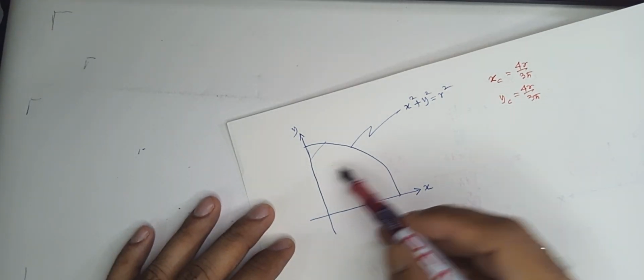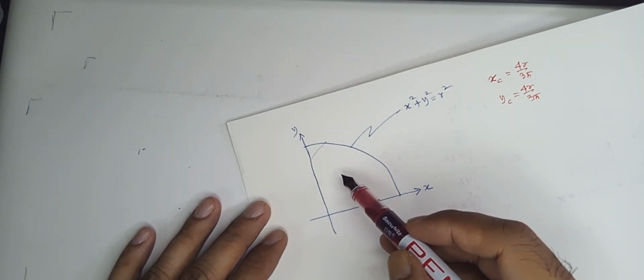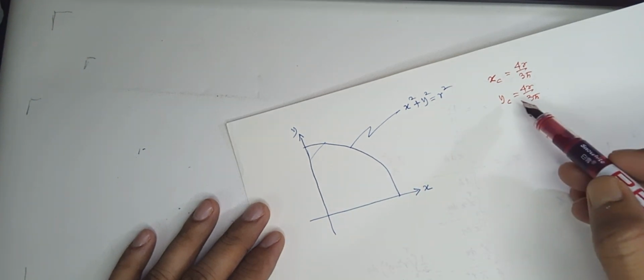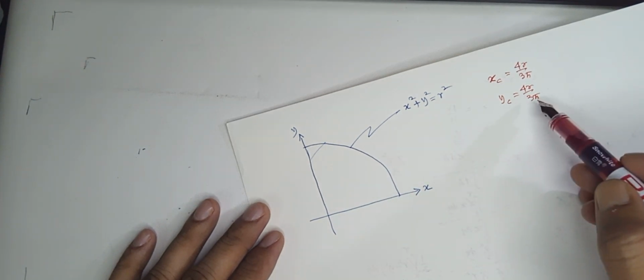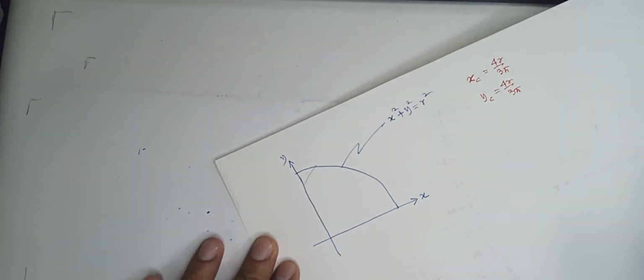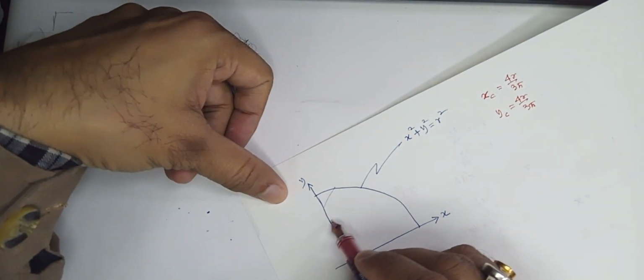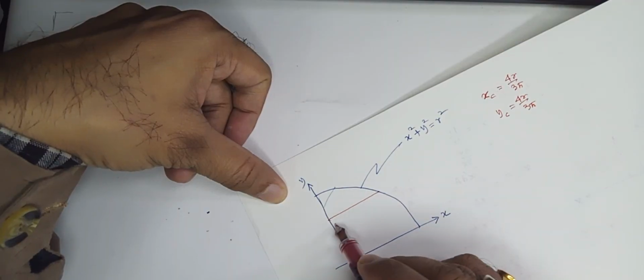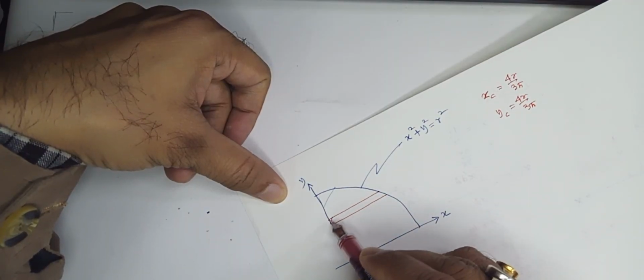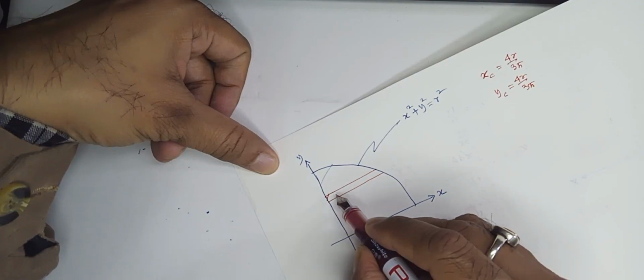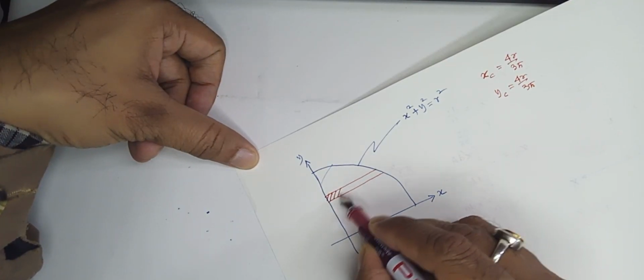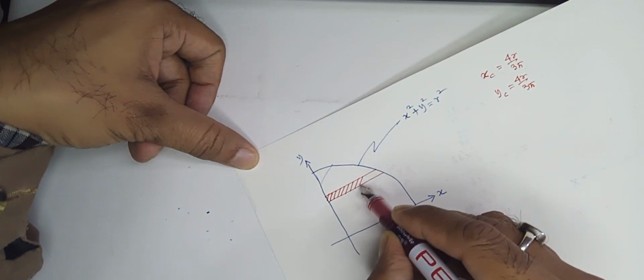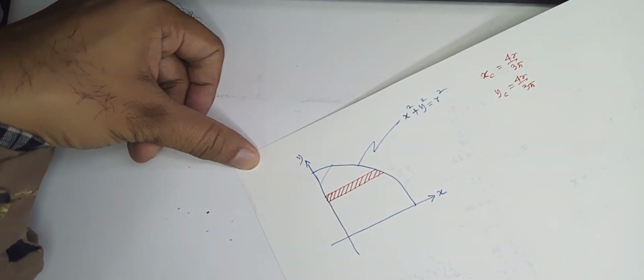Without showing any strip, that is without showing any element or anything, you have directly written it. But it will not give you any marks, it will give you 0. What you have to do is, follow carefully. You have to take a strip. Say for example this one. I will take a strip like this. That is the strip.